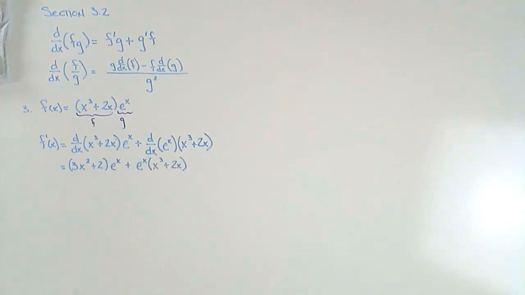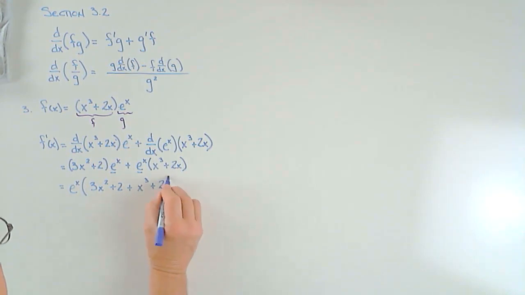Okay, from here, it's going to be a marathon of algebra. Sometimes the algebra goes rather quickly. Sometimes the algebra takes a bit of time. Both of these functions are multiplied by e to the x. So before I distribute the e to the x here and distribute the e to the x here, I can factor out an e to the x. There's an e to the x factor here and an e to the x factor here. So if I pull that out, I'm left with 3x squared plus 2 here, plus x cubed plus 2x.